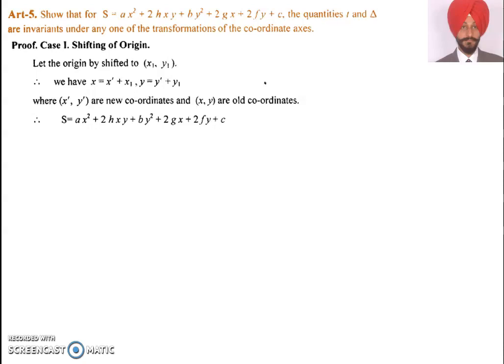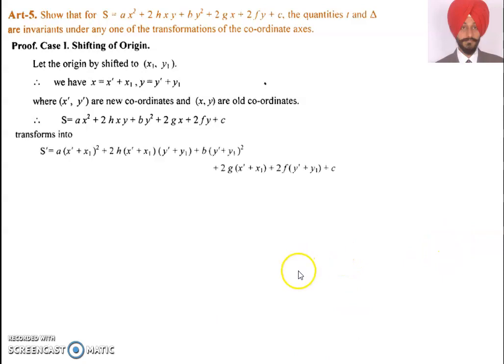where x dash, y dash are the new coordinates and x, y are the old coordinates. So S is equal to ax square plus 2hxy plus by square plus 2gx plus 2fy plus c, and when we shift, we transform it: S dash is equal to a into (x dash plus x1) square plus 2h (x dash plus x1)(y dash plus y1) plus b into (y dash plus y1) square plus 2g (x dash plus x1) plus 2f (y dash plus y1) plus c.